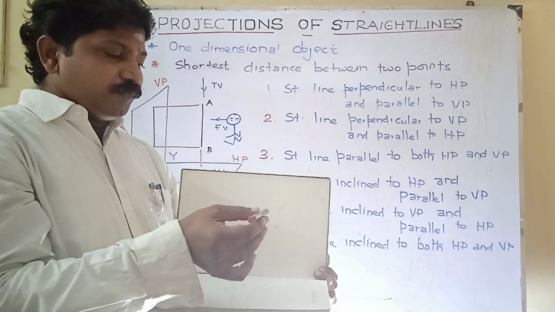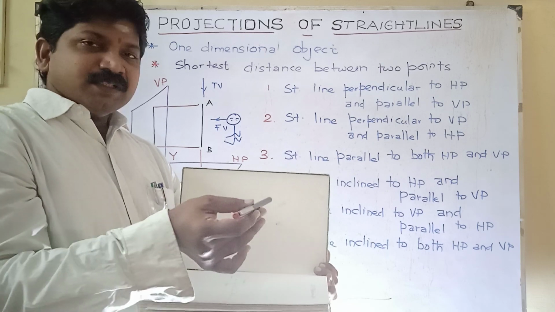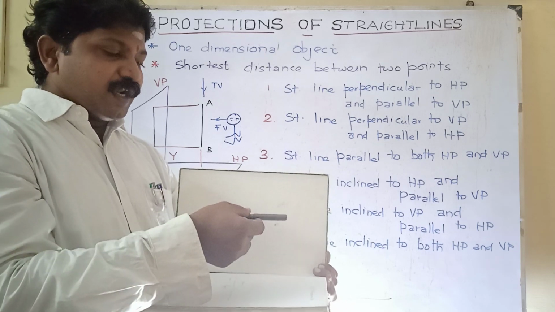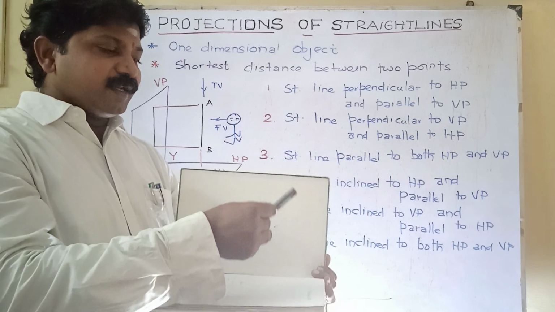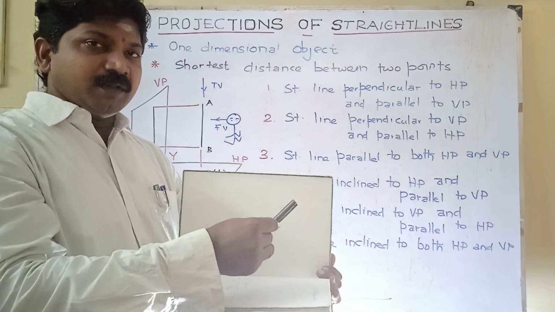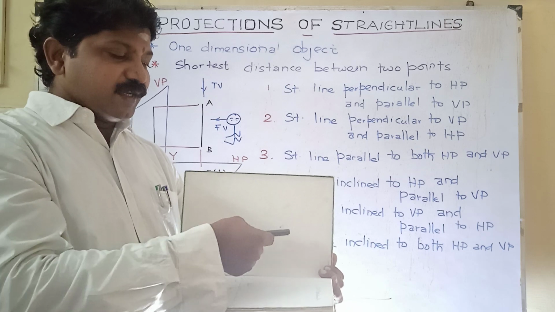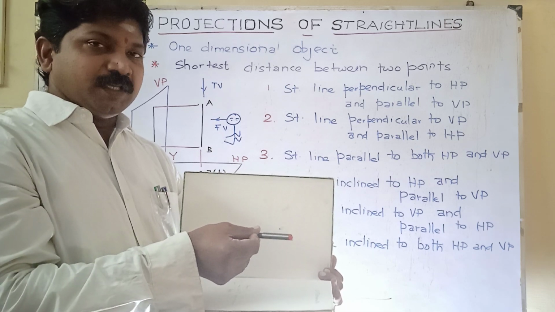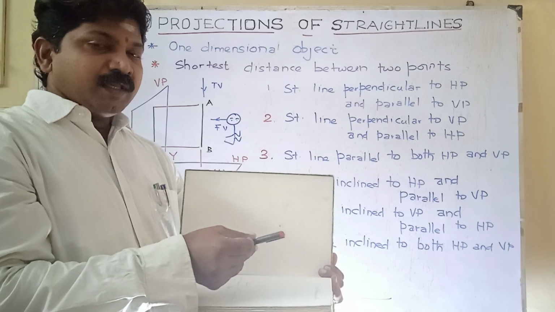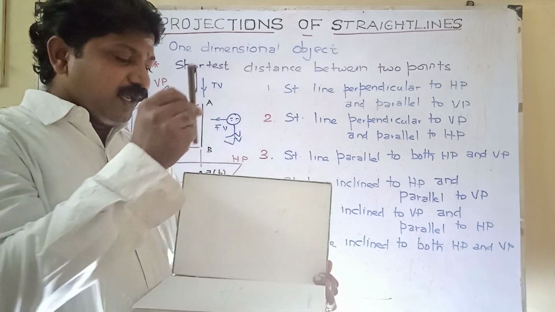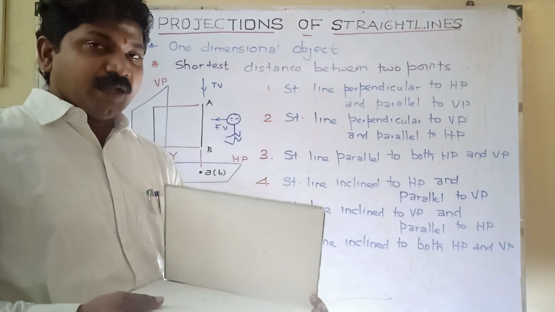Straight line perpendicular to VP and parallel to HP, second position. Straight line parallel to both HP and VP, third position. Straight line inclined to HP and parallel to VP, fourth position. Straight line inclined to VP and parallel to HP, fifth position. Straight line inclined to HP and VP, sixth position. These are the standard positions of straight line in first quadrant.